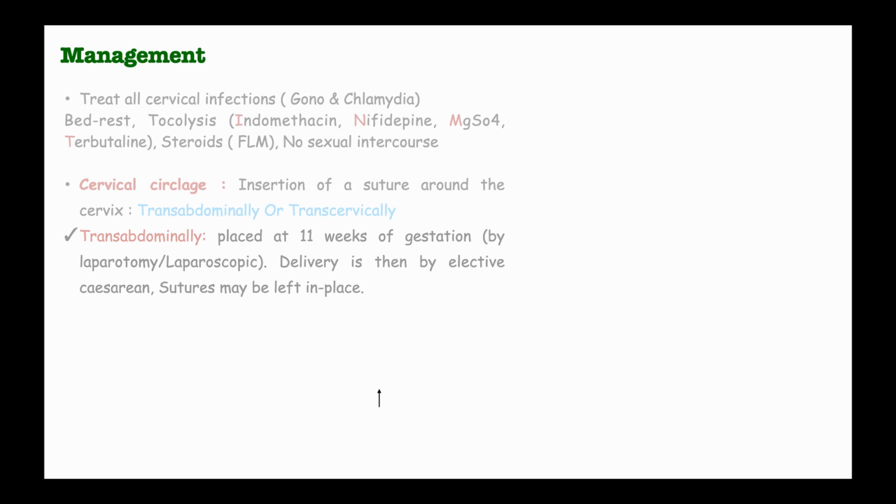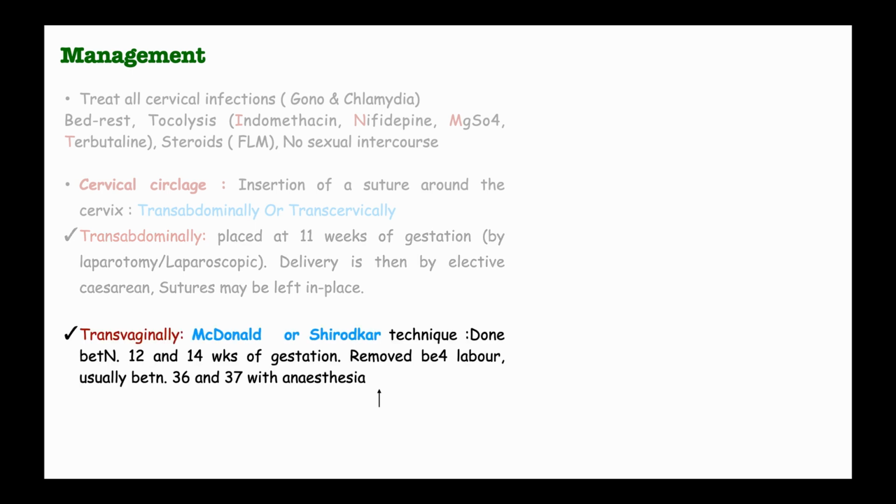Now, transvaginally, the cerclage may either be McDonald or Shirodkar. McDonald was first made and it was modified by Shirodkar. Now, with these two techniques, it is done between the 12th and 14th week of gestation, and it must be removed before labor, usually between the 36th and 37th week of gestation. And with Shirodkar suture, we may need to remove it with the use of some form of anesthesia.